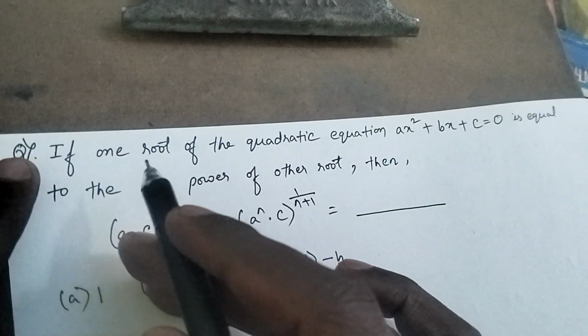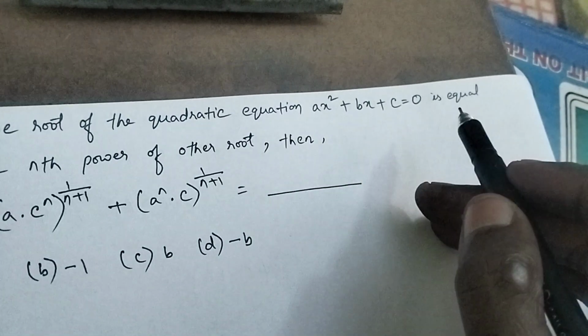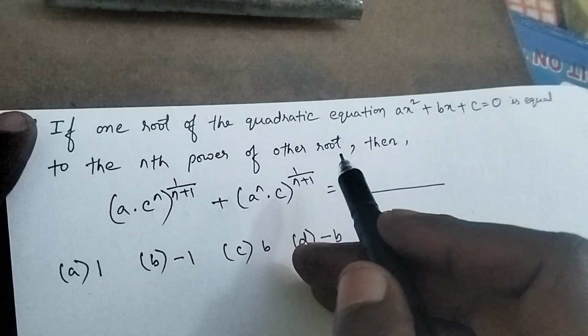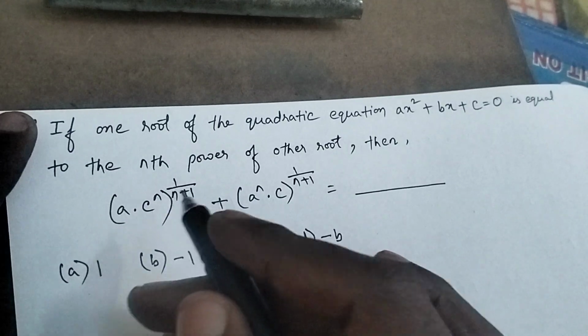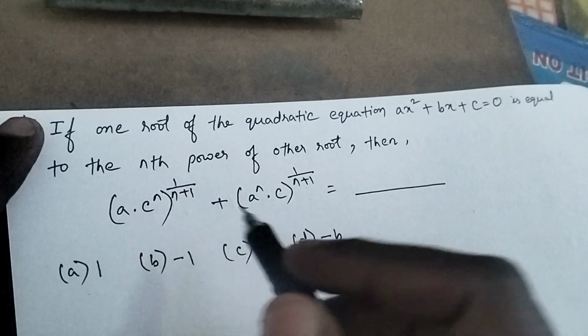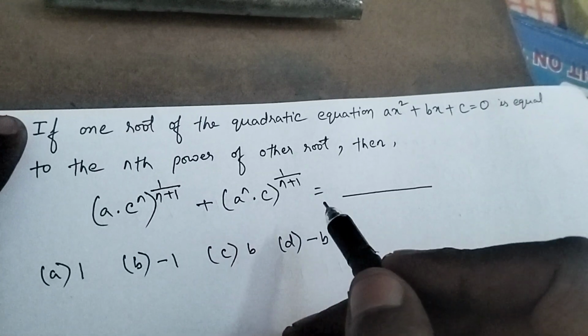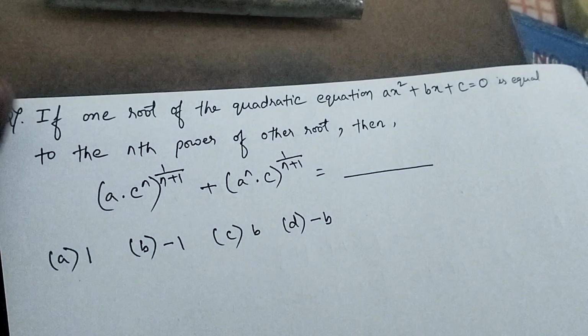If one root of the quadratic equation ax square plus bx plus c is equal to 0 is equal to the nth power of the other root, then (a into c to the power n) whole to the power 1 by n plus 1 plus (a to the power n into c) whole to the power 1 by n plus 1 is equal to dash. Four options have been given. You have to find which one is correct.